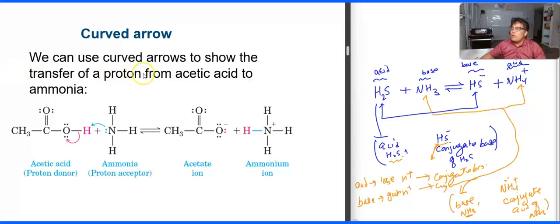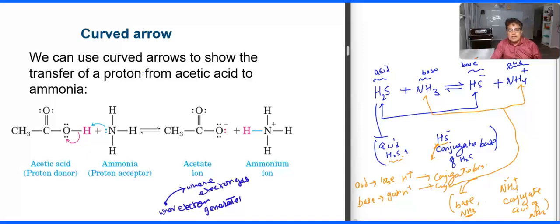Now the curved arrow also, if you remember: the bottom of the arrow is where the electron is generated, and the arrow head is where the electron goes. So in this case, look here, nitrogen has 1 lone pair, right? This is a different molecule. This is acetic acid, and this is ammonia. Ammonia has a lone pair, and in acetic acid this oxygen also has a lone pair.